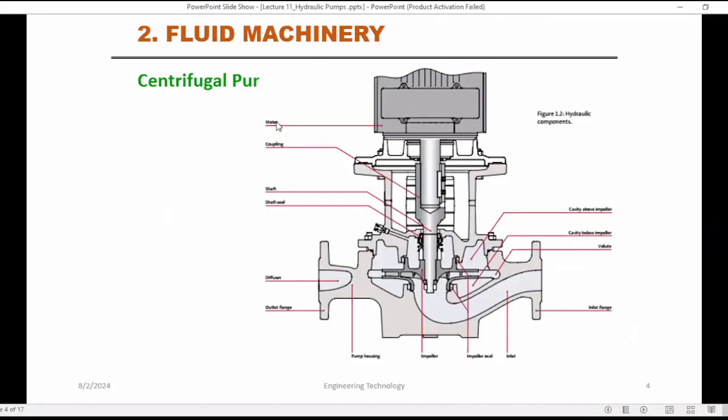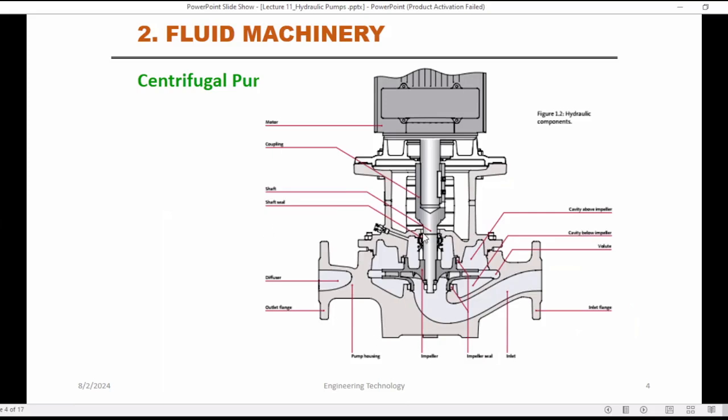Can you see this? This is a motor, okay? Then here you can fix this motor axis and pump axis using this coupling, okay? Coupling. We require to find coupling according to the diameter of the pump and motor, okay?